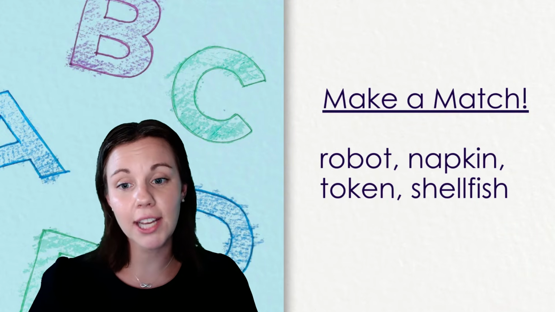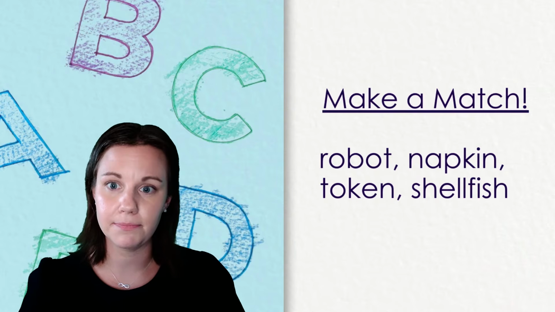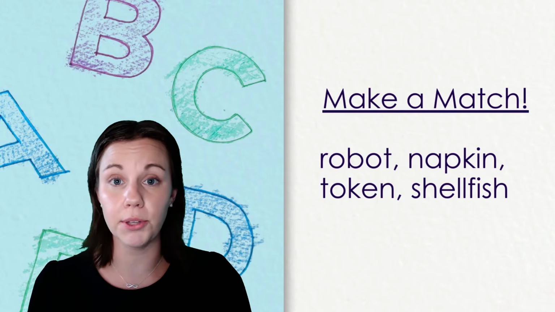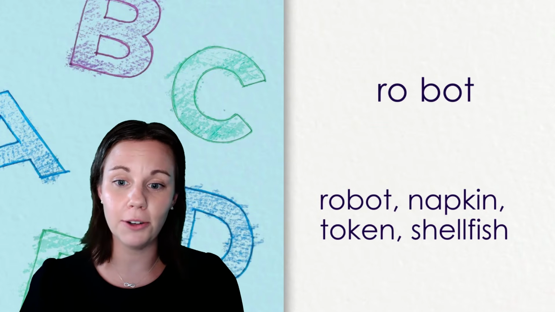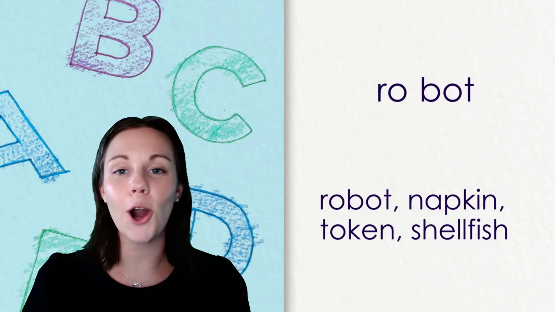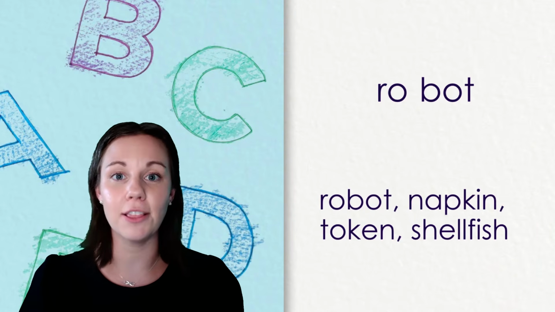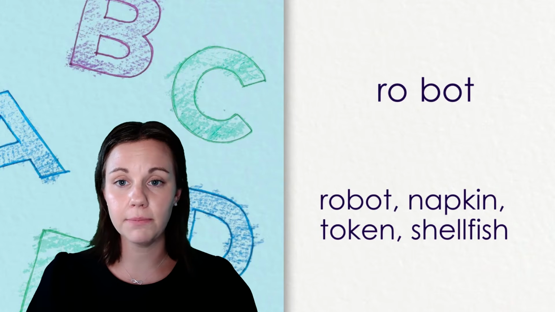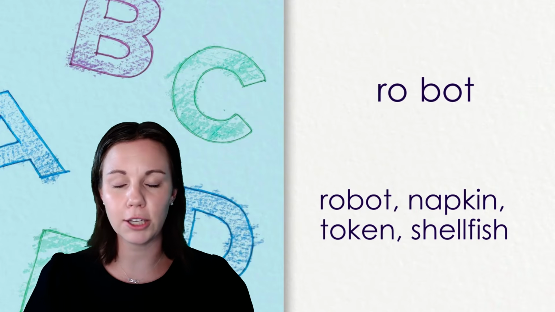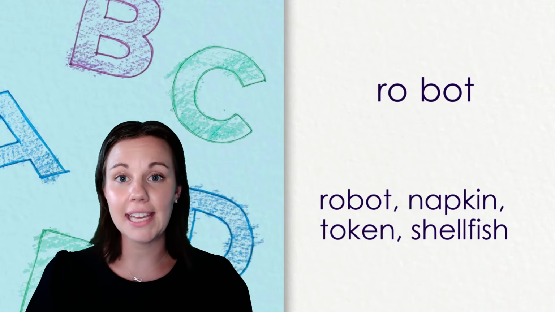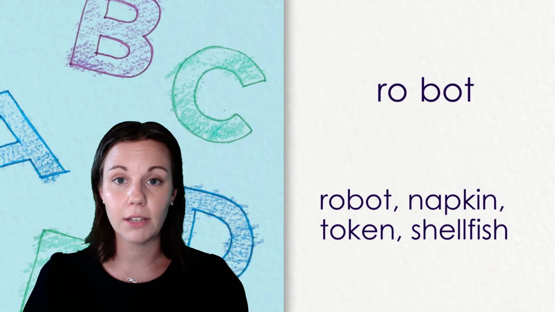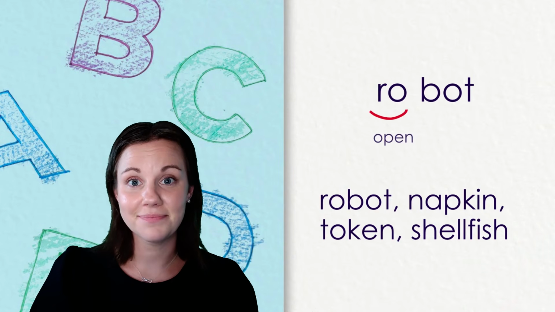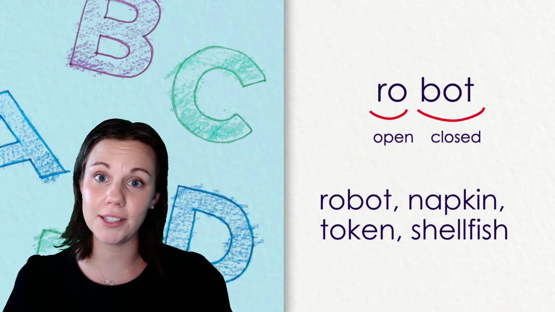I'd first like to look at that word robot. As I look closely at this word, I notice it's 2 syllables. The first syllable, ro, is an open syllable, making that long O sound. And the second syllable, bot, is closed in by that T, making a short O sound. Robot. We have open and closed.